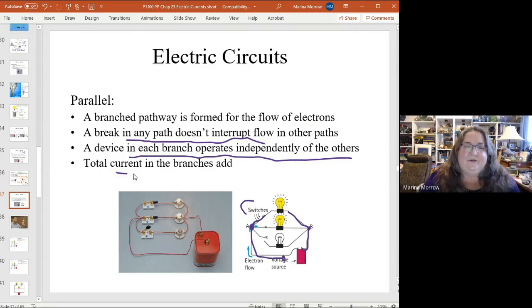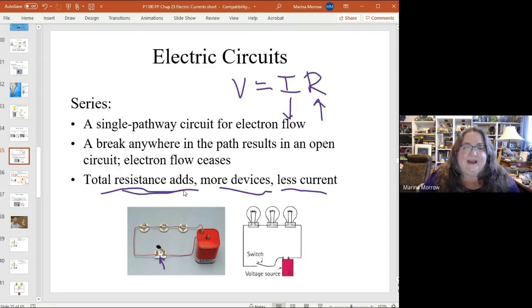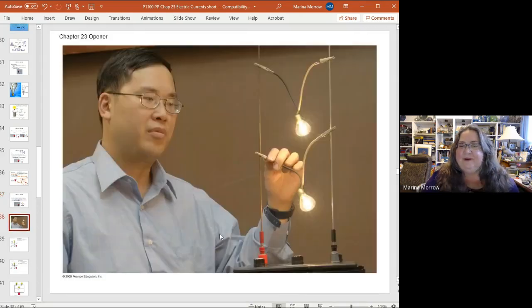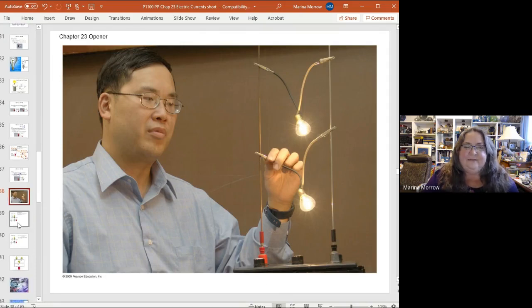And the total current in the branches add. So remember, for a series circuit, the resistors added. But for a parallel circuit, the currents add up. All right, so let's go see this in action. And here is a teacher who has hooked up to a 12-volt car battery, and he's got parallel circuits here, light bulbs, hooked onto these two main wires that are hooked to the terminals of the battery. That would make that a parallel circuit.